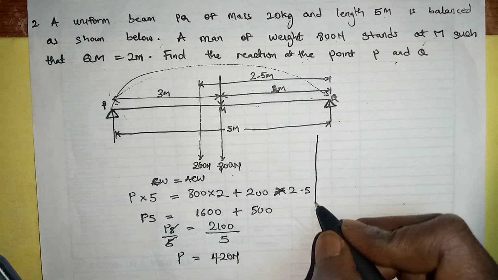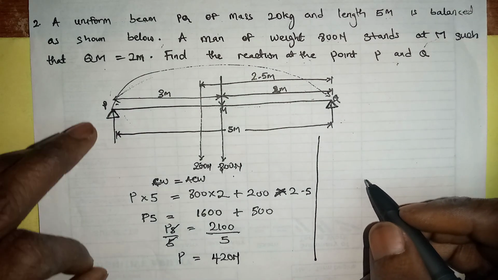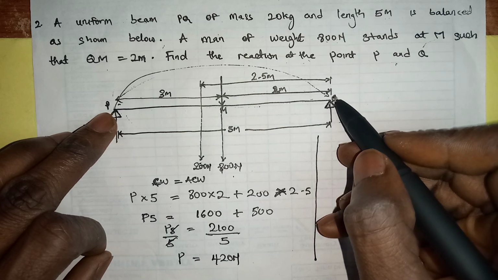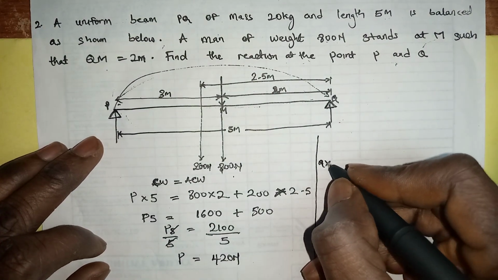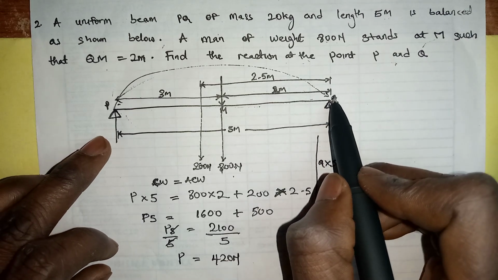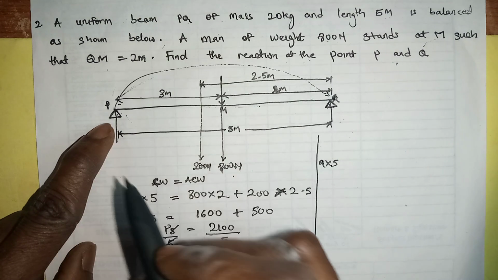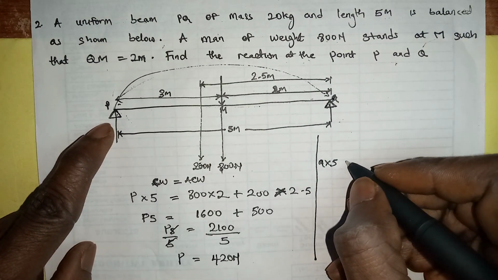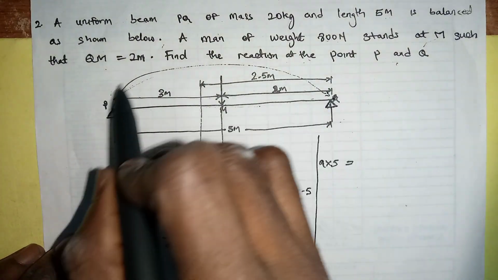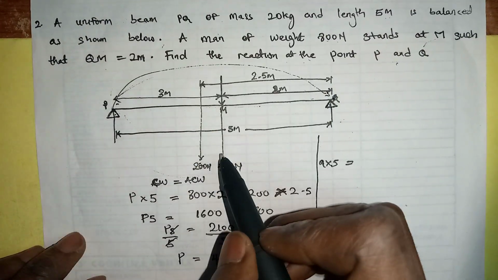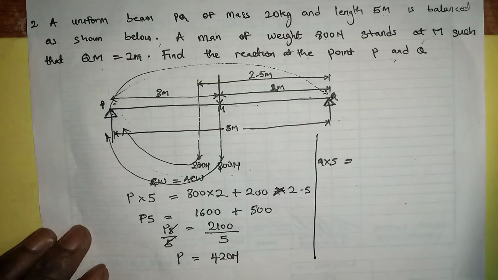So let's calculate for Q. This is our point of rotation now. So we are going to move from this Q here to this point now. So Q multiplied by 5 because it's going to take 5 meter for Q to get to this point. So Q multiplied by 5 meters. We don't have any other force up here again, so the other forces that we have here will now act in this direction.